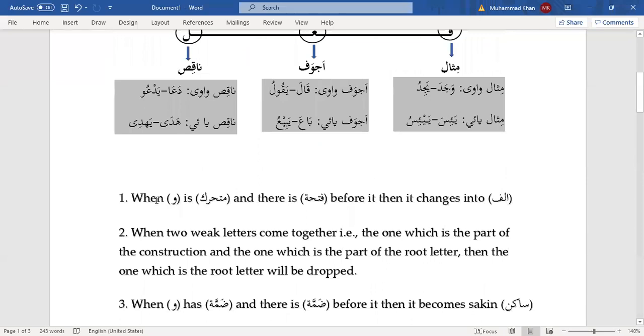This rule you already know, and we have discussed it regarding ajwaf, both ajwaf wawi and ya'i: when waw is mutaharrik and there is a fatha before it, then it changes into alif. So this rule is not new to you. You already know about it, and we have implemented it many times. For example, qawala has changed into qala.